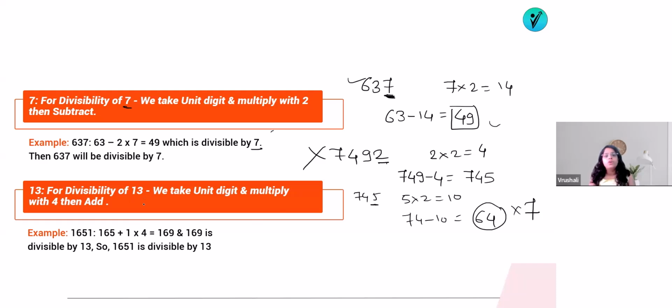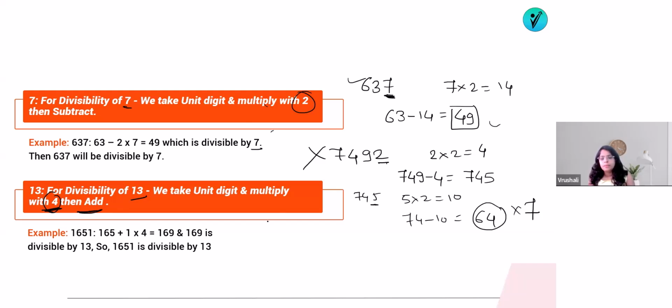Now the next one is what? The divisibility rule of 13, where we take the unit digit and multiply it with 4. Here we were multiplying with 2. Here we multiply with 4 and then add it. Earlier we were subtracting it; here we are going to add it.